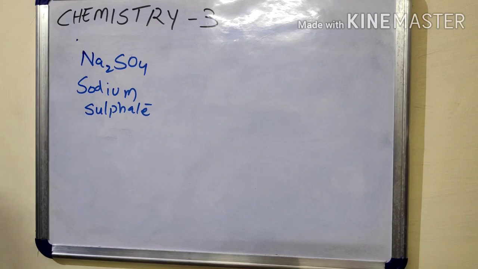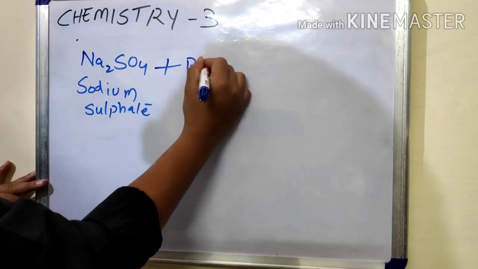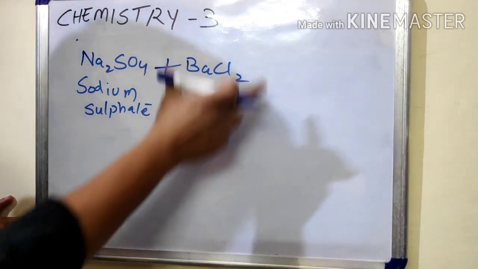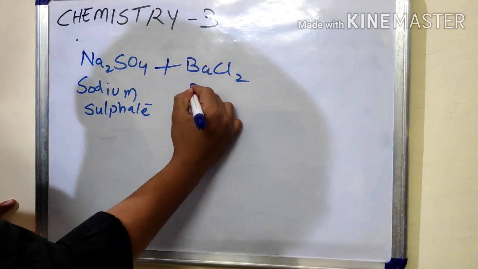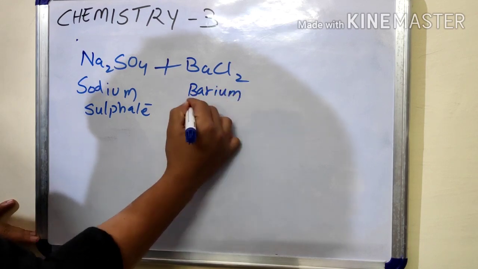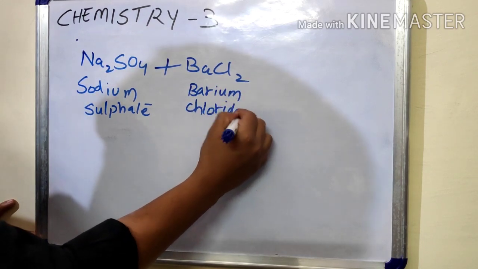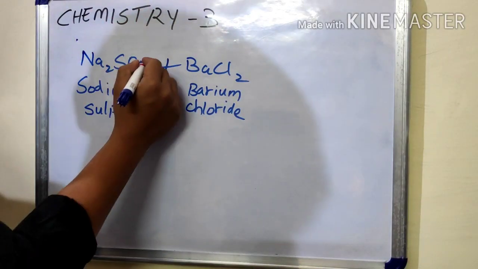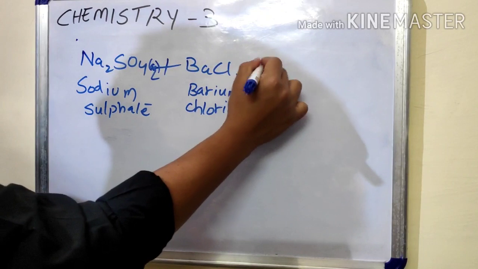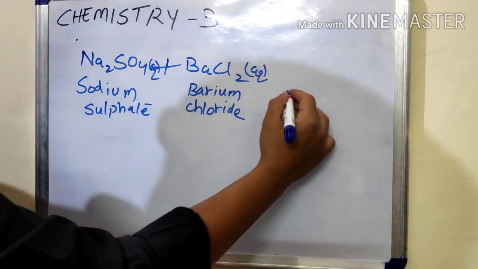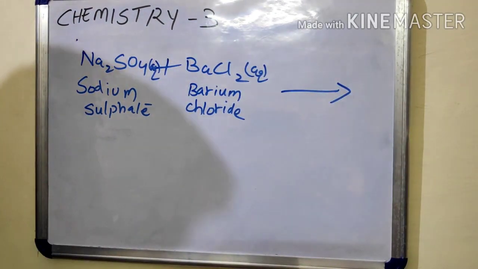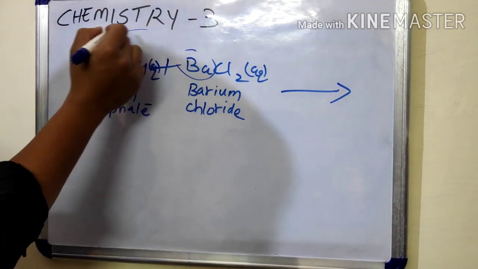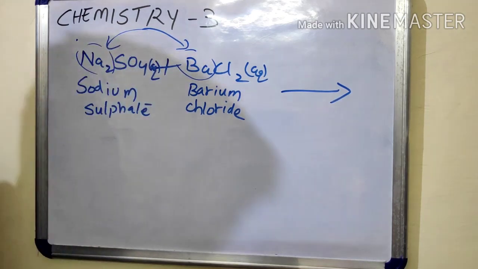Now we react sodium sulfate with barium chloride. Barium chloride again, Ba2 plus and Cl minus, cross multiply, you will get BaCl2. This is your barium chloride. Now mostly you will see in double displacement reactions, both the reactants are in aqueous state. So this is also in aqueous state and this is also in aqueous state. They react to give you, now what was I saying? The cations will replace each other. So Na will come here and Ba will come here.